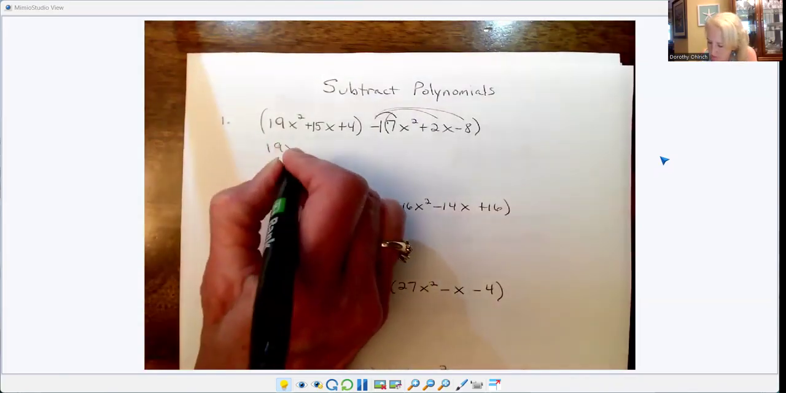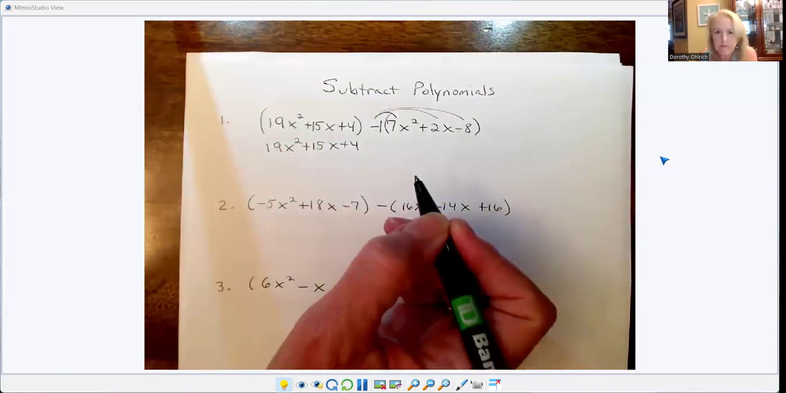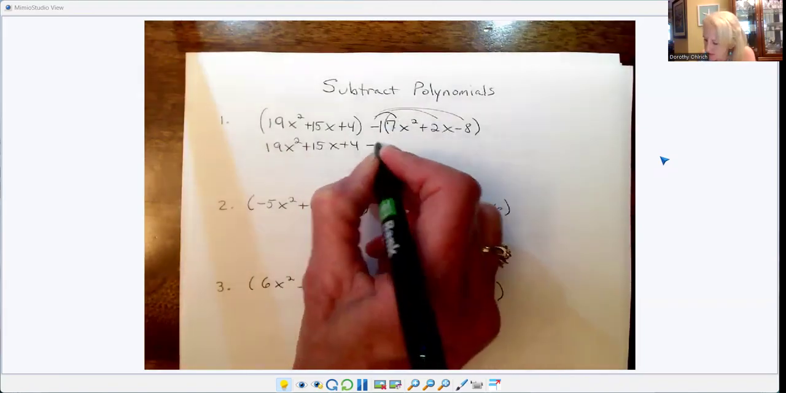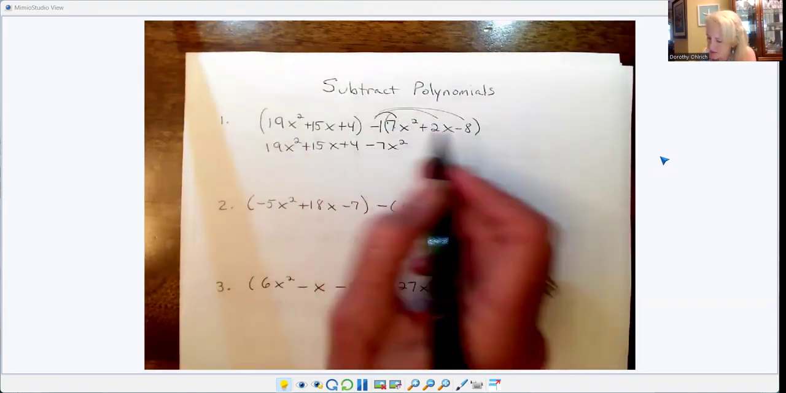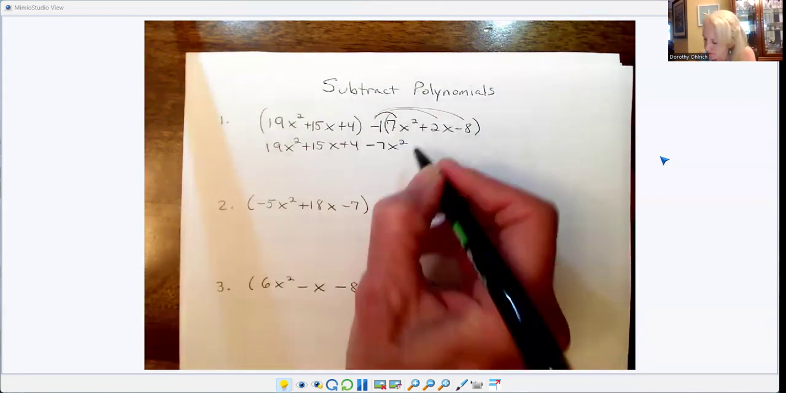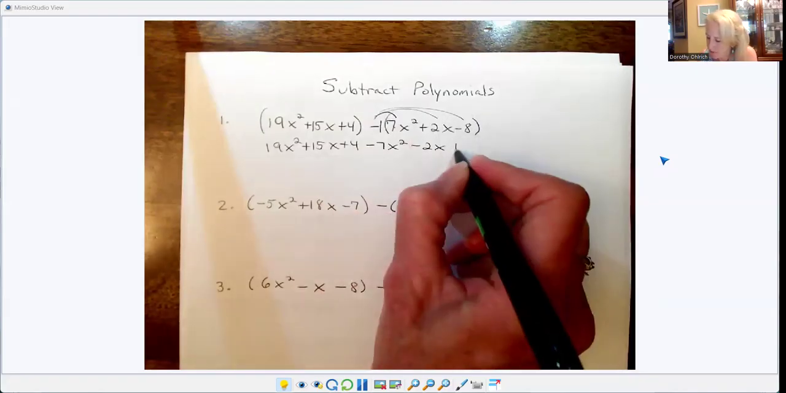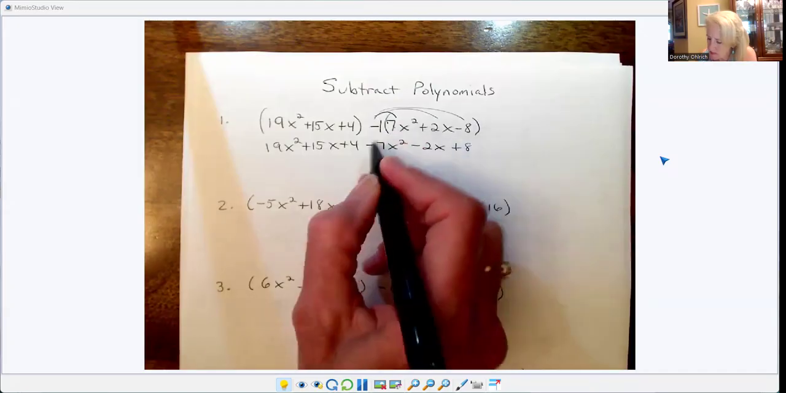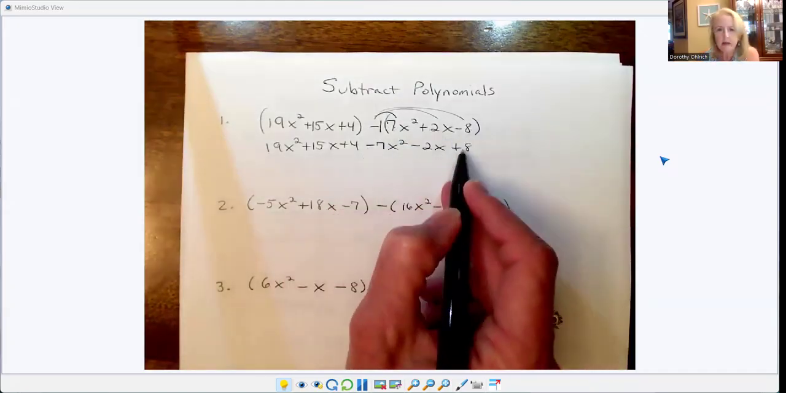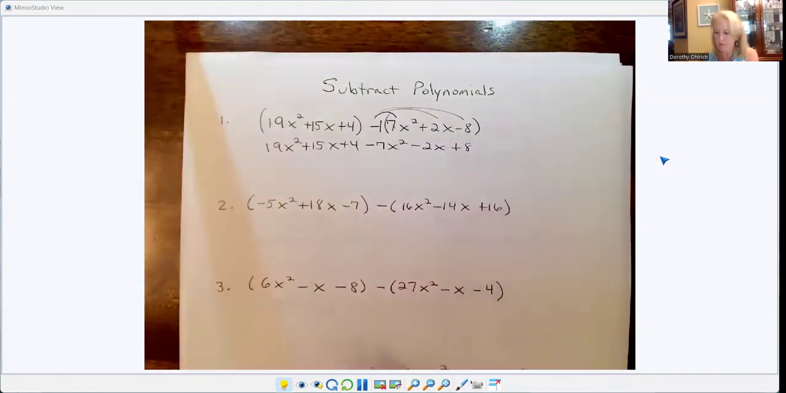Bring down the 19x squared plus 15x plus 4. And that changes this positive 7x squared to a -7x squared. Negative times positive is negative. Basically, I'm just changing the signs in here, but I'm explaining why. -1 times negative would be positive 8. So these signs should have all been changed. That positive went negative, now it's negative, and now it's positive. So double check your work that you distributed that negative to everything.